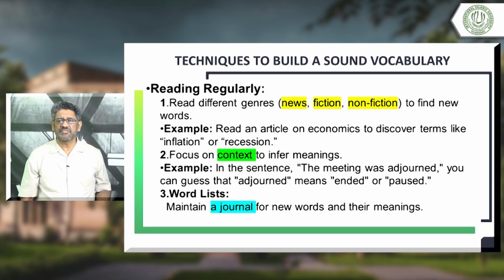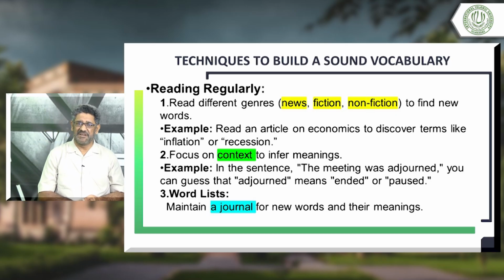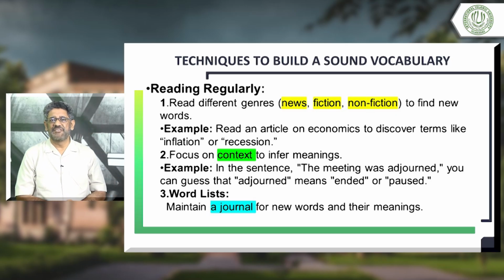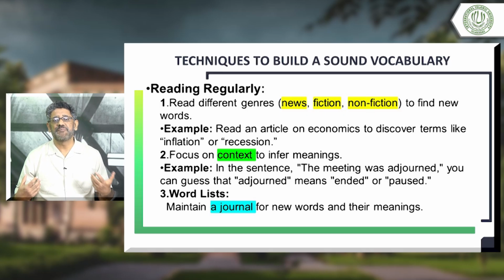Now, techniques to build a sound vocabulary. Reading regularly. This is the best habit. Nowadays, what do we see? You see, internet is there. Now people like to watch. Listening is good for vocabulary. You listen to new words and you improve your vocabulary. But you can't ignore reading.